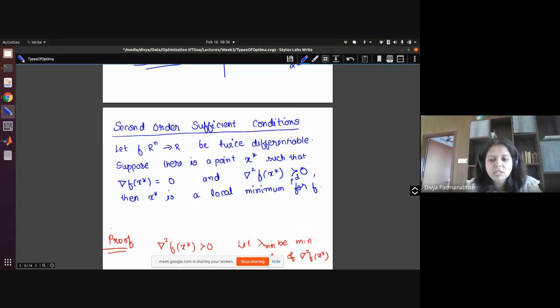In the other case, if x star is a local minimum, then this condition is true: the gradient is zero, that part is true, and the Hessian has to be positive semi-definite.